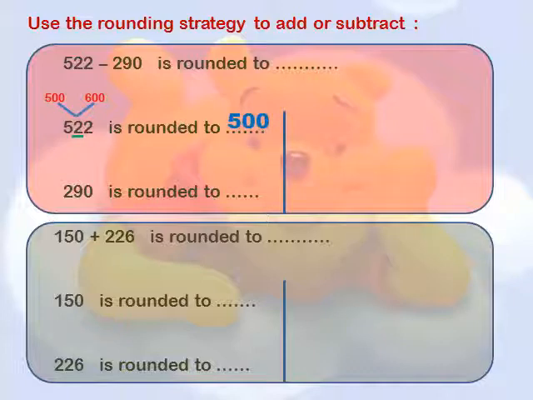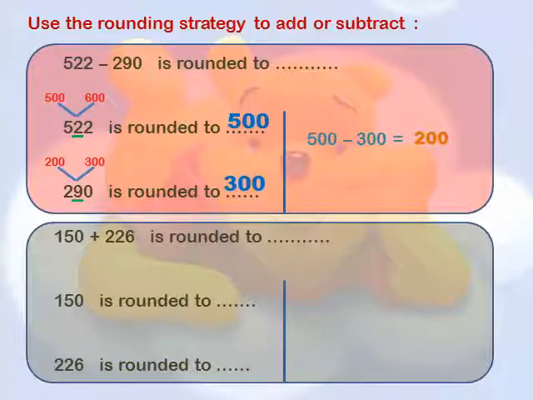500. What about 290? It lies between 200 and 300. And the 9 in the tens place is a strong number. So it will do what? The 9 will round to the greatest 100. So it will be rounded to 300. Let's do the subtraction now. 500 minus 300 equals 200. So it's not an actual answer, it's only around or about. Okay?